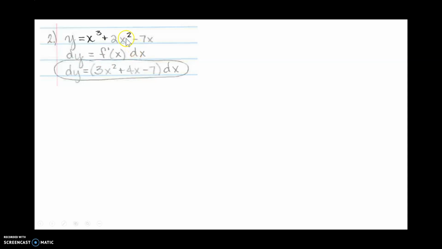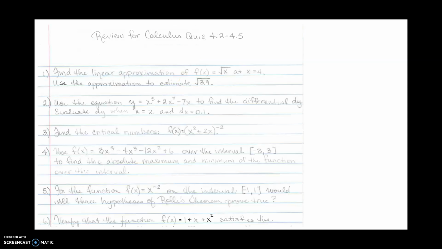Literally all I'm going to do is take my derivative and then multiply it by dx. So if this is my original function, my derivative of that would be 3x squared plus 4x minus 7. So 3x squared plus 4x minus 7 times the differential dx. So dy is equal to the derivative times dx. Then they give me specific values to plug in. They tell me to put in 2 for x and 0.1 for dx.